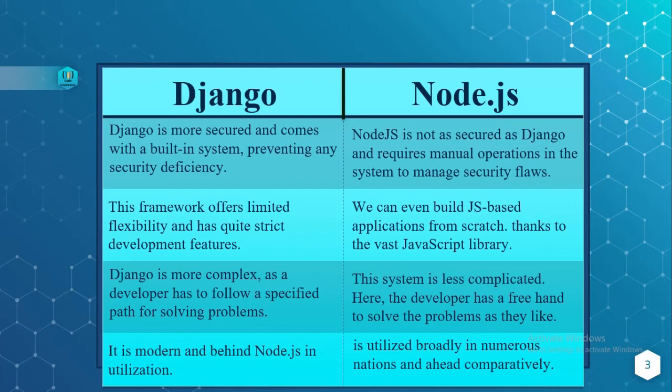In Django, it is more modern and behind Node.js in the utilization. When it comes to Node.js, it is utilized broadly in numerous nations and hired competitively.